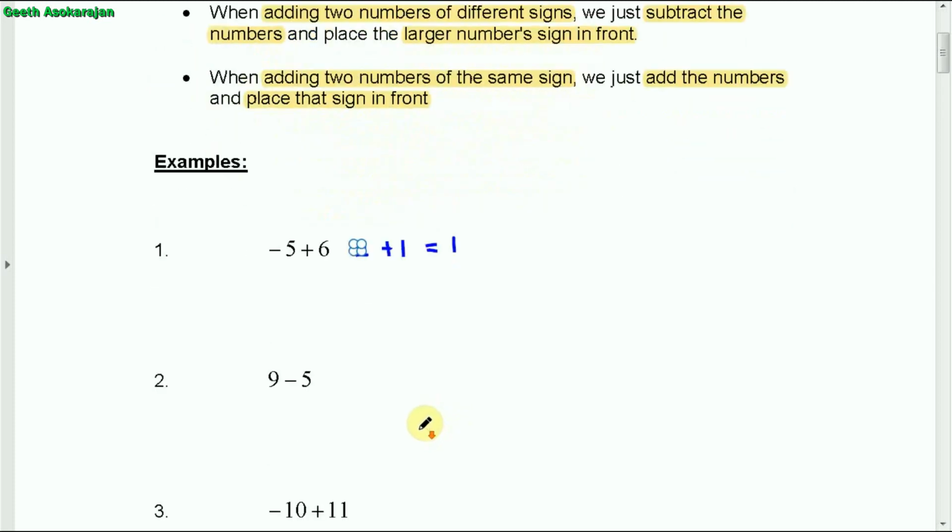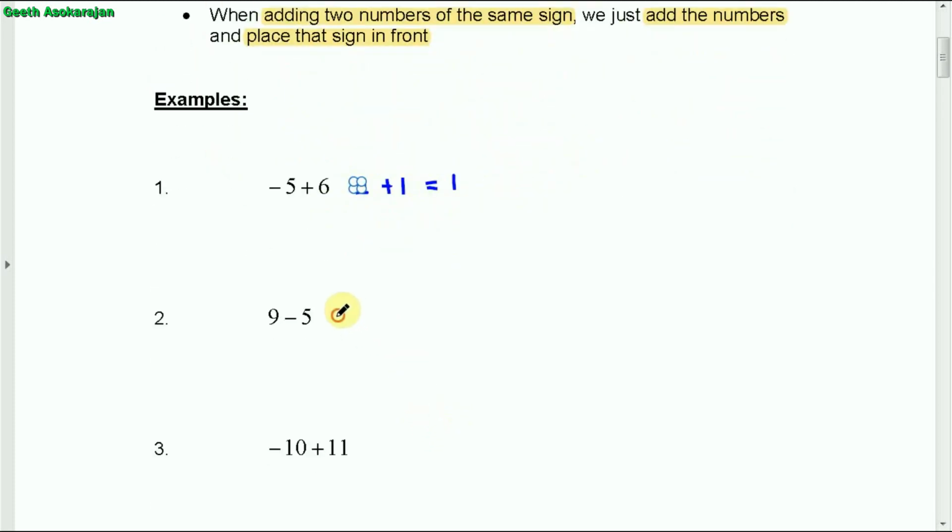Okay, let's have a look at another one. Again, I've got two numbers and the signs in front of the numbers are different. So let's subtract the numbers. 9 take away 5 is 4, and the larger number is 9. The sign in front of the 9 is plus. So it's +4 or simply 4.